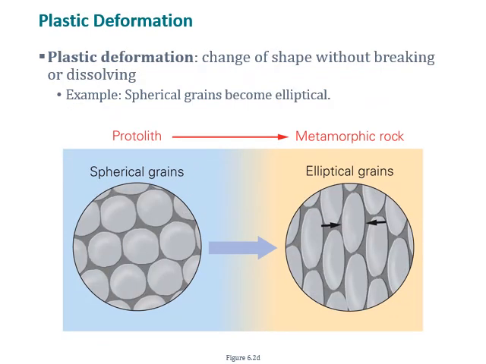Plastic deformation is a change in shape without breaking or dissolving. So if we took the same spherical grains and rather than having them dissolve under pressure on their edges perpendicular to the area of highest stress or pressure, these grains would just become elliptical at their boundaries. So they wouldn't dissolve, but they would become elliptical.